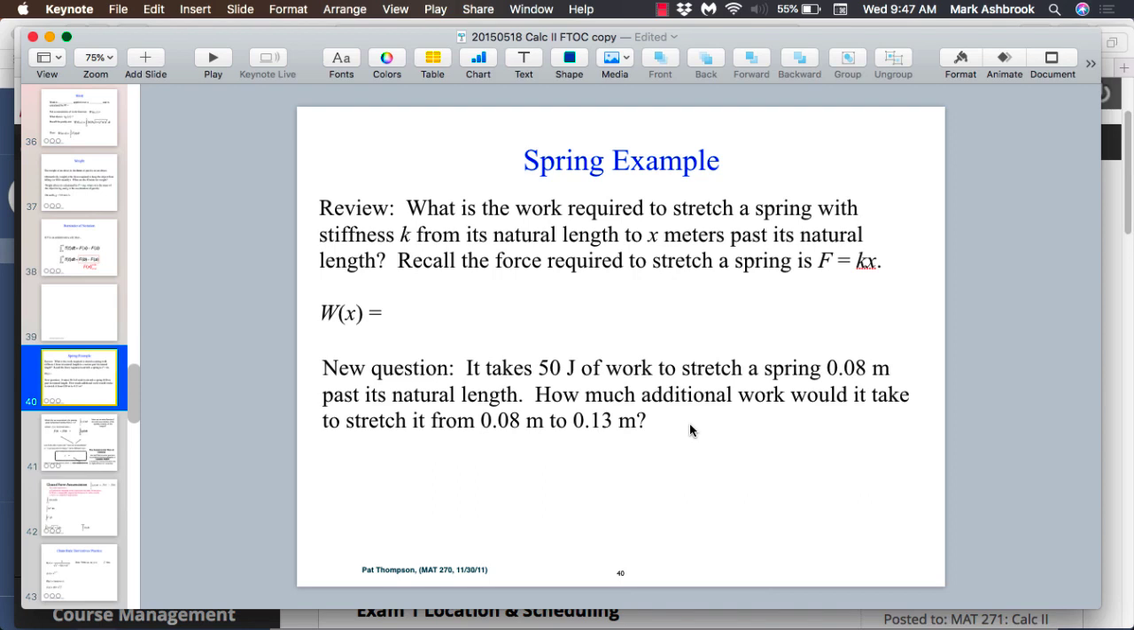So, reviewing the spring here. What is the work required to stretch a spring with a stiffness K from its natural length to X meters past its natural length? Remember that the force required to stretch a spring, if it's a normal spring, is related to the displacement by a constant rate of change, right?